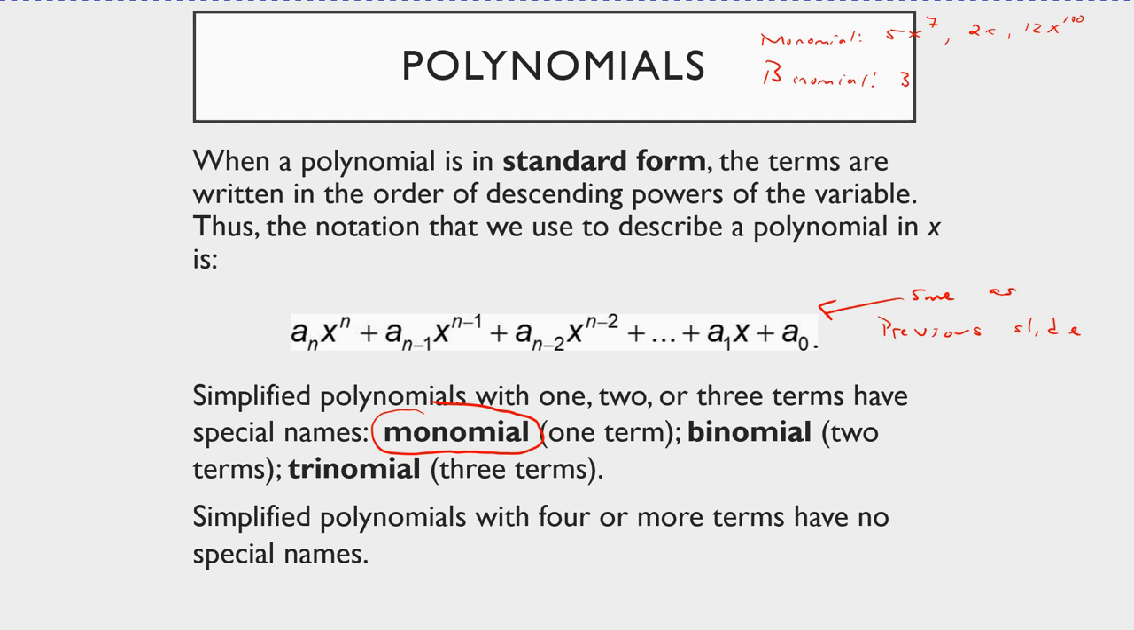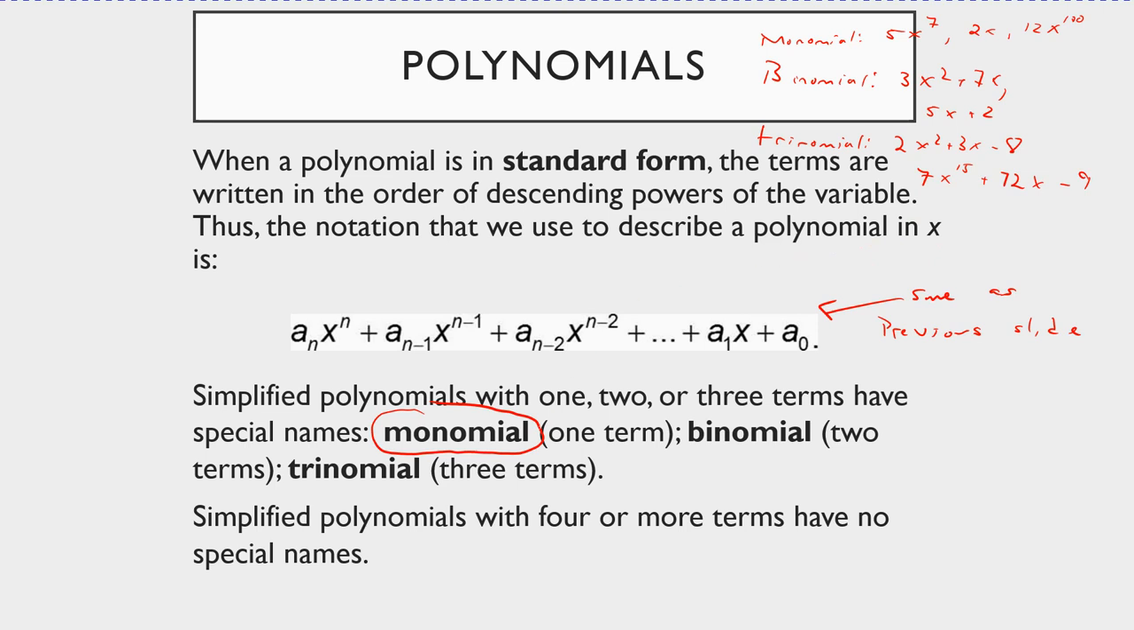A binomial could be something like 3x squared plus 7x, or it could even be something like 5x plus 2. It has 2 terms in it. And then finally a trinomial. Obviously the tri means it's got 3 terms. So it might be something like 2x squared plus 3x minus 8, or even something like 7x to the 15th power plus 72x minus 9. This would also be a trinomial.